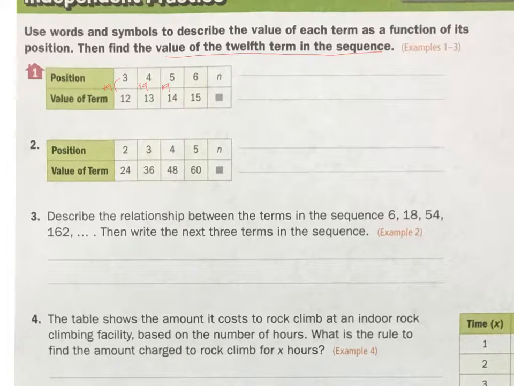Now, at first I was looking at this and I thought 3 times 4 equals 12. But 4 times 4 is 16, so that didn't work. You've got to find something that works for each one so that I have a consistent function of what goes in and what comes out. Okay?